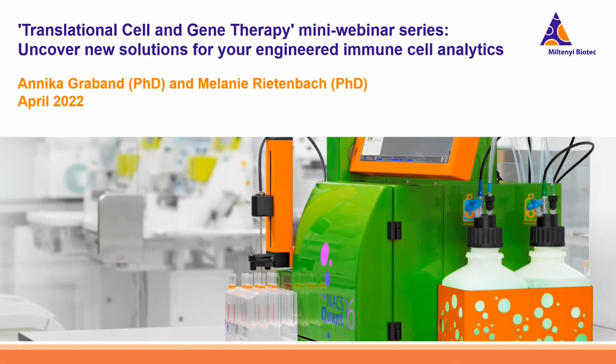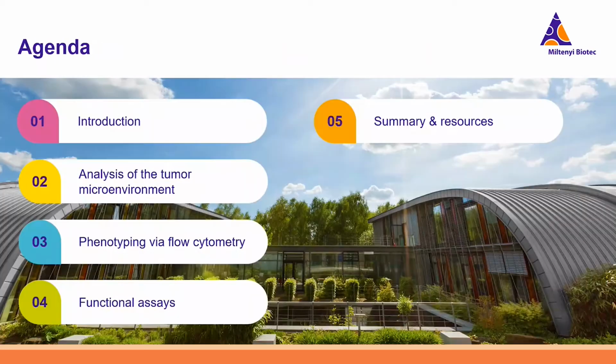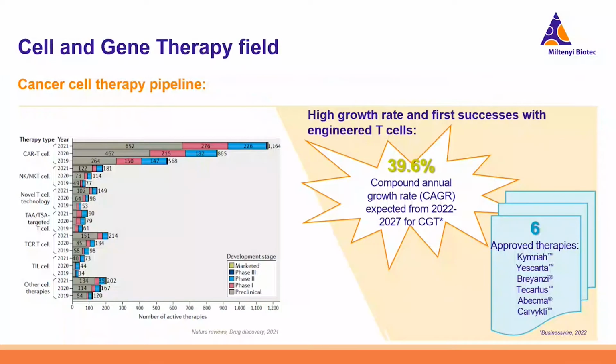Now we dive into the analytical assays that, of course, go hand in hand with our workflows to generate engineered immune cells. A short overview of what we will be talking about. So first of all, a very quick introduction. Then I would like to dive into the analysis of the tumor microenvironment, a very important part, of course. Then the phenotyping done via flow cytometry, which is also key in a lot of different assays. Then last but not least, functional assays. This is also a hot topic currently. Good. Then let's get started.